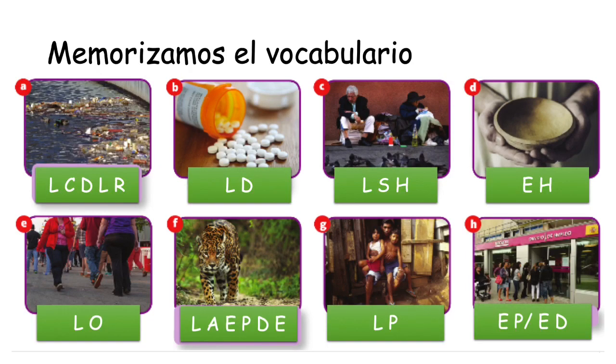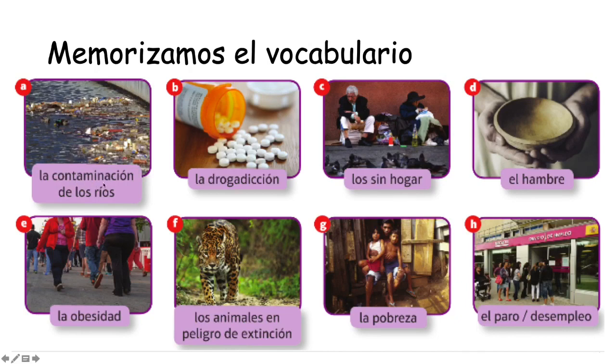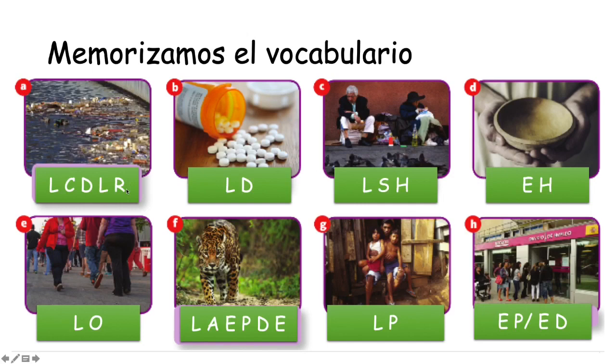Vale, ahora escribimos vocabulario. Write down subtitle, vocabulario, subrayamos, we underline. Now we have some letters here. These are not random. Each letter is the initial of a word. For example, this one, the L, represents la here. The C represents contaminación. De, el, los. And R, can you remember that one? It was ríos. So, write down these initials and next to it, what they mean.